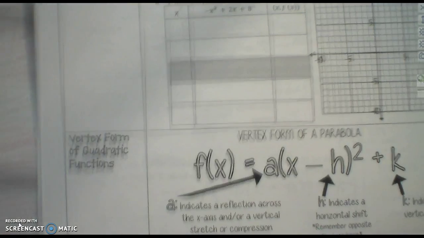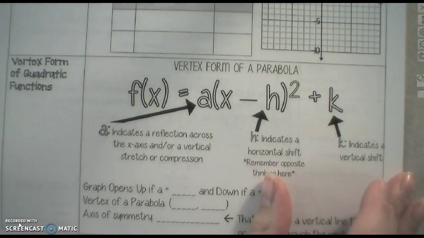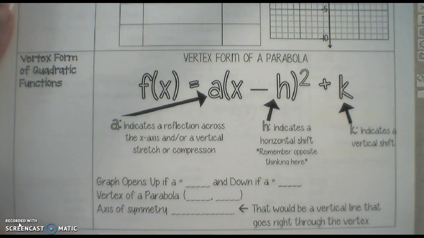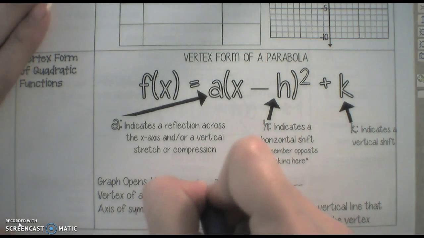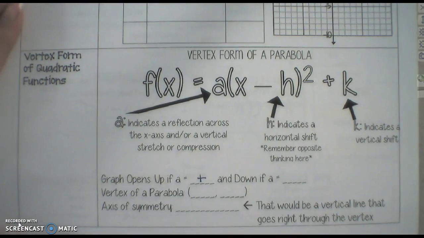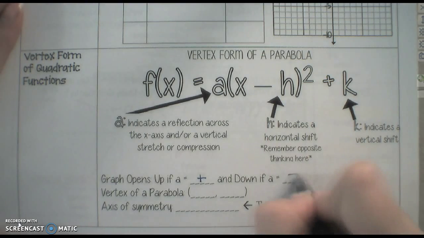All right, so what we're going to look at next is vertex form. So this should kind of feel like review from the last section of 4.1. Remember, if A is positive, it'll be opening up. Down, if A is negative.